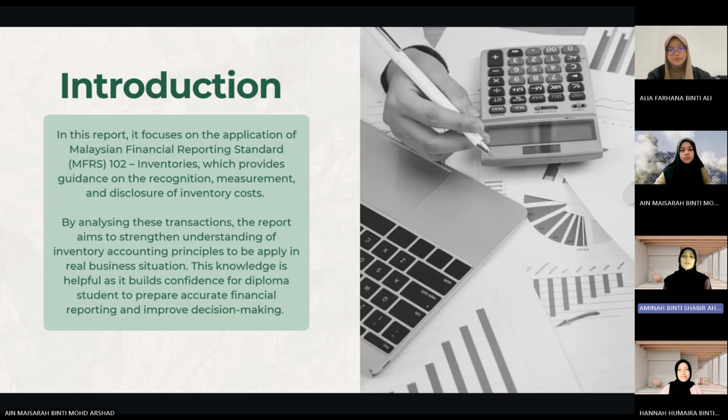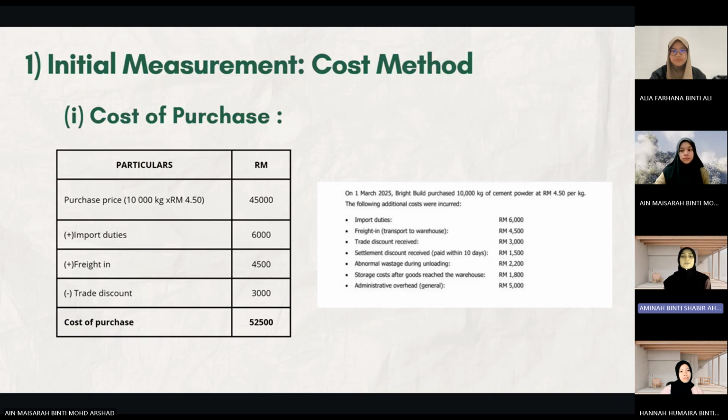In this report, we focus on the application of Malaysian Financial Reporting Standard MFRS 102 Inventories, which provides guidance on the recognition, measurement, and disclosure of inventory costs. By analyzing this transaction, the report aims to strengthen the understanding of inventory accounting principles to be applied in real business situations. This knowledge is helpful as it builds confidence for diploma students to prepare accurate financial reporting and improve decision making.